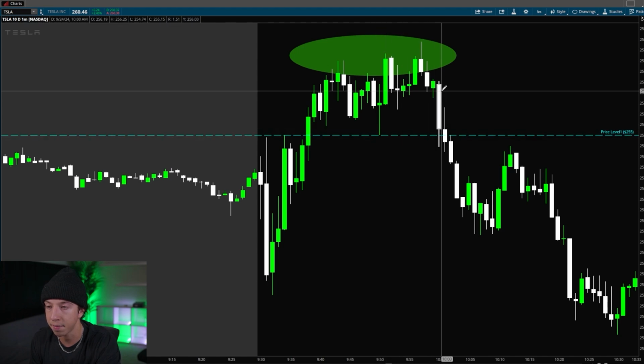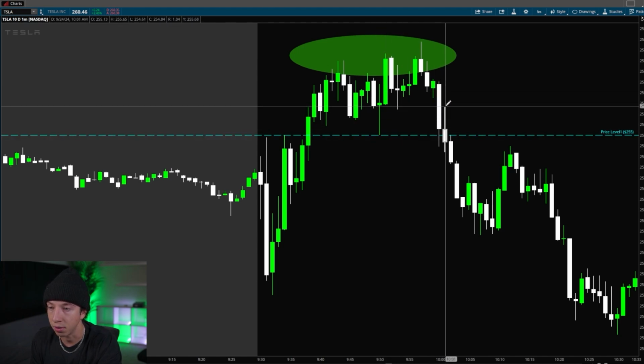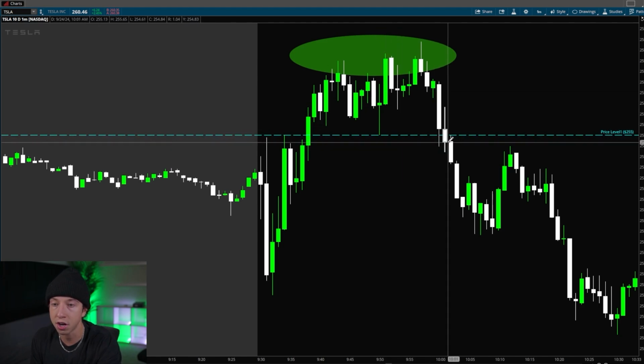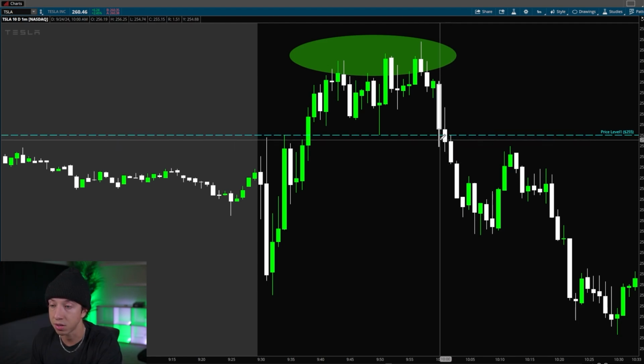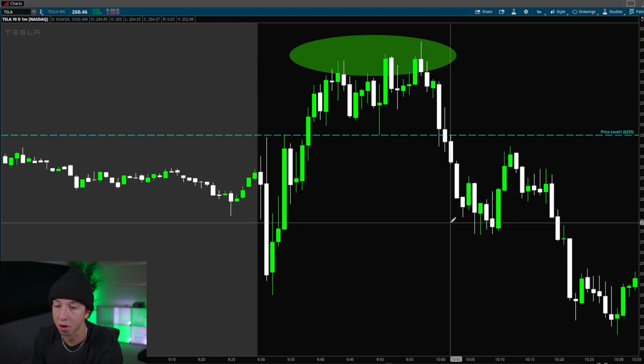We had the reaction there. Perfect. We come down, green to red, closes under, you're in. Or another reaction, once it closes under, you're in. 255 came all the way down to 254, then all the way down to 253. You could have played the reversal of that, and that's a reversal breakout.